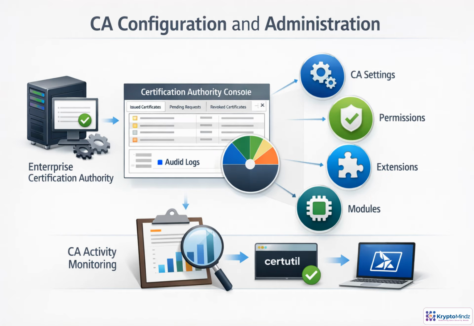Now that our enterprise CA is installed, we'll start treating it like a live service. In this module, we'll walk through core CA settings, permissions, and extensions, look at activity and auditing, and use tools like the Certification Authority Console, certutil, and PowerShell to handle day-to-day management.